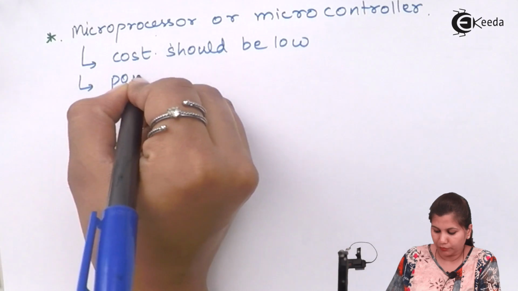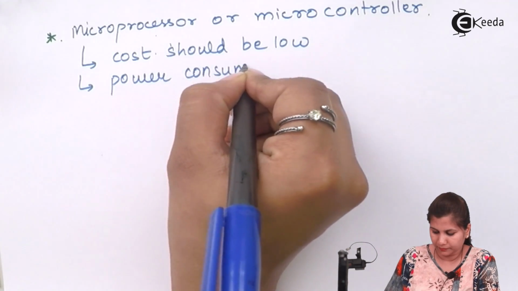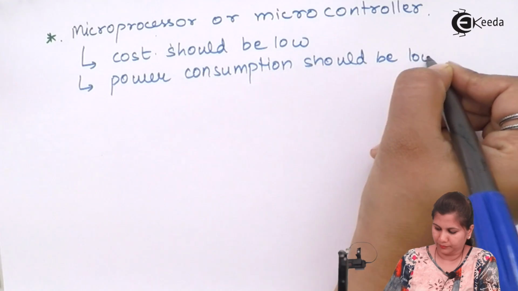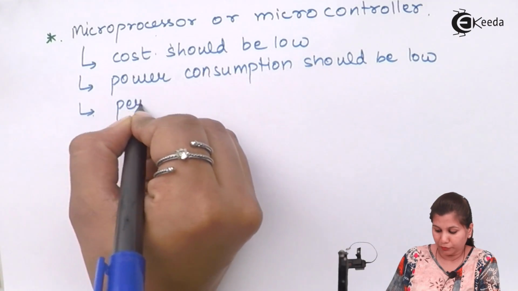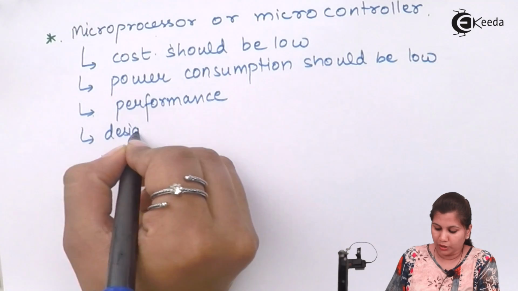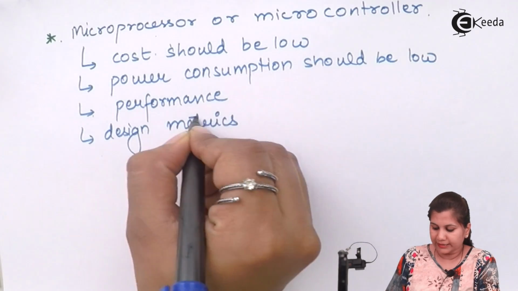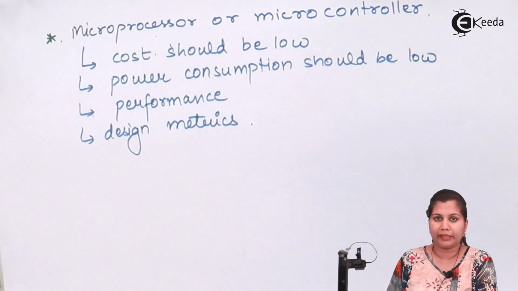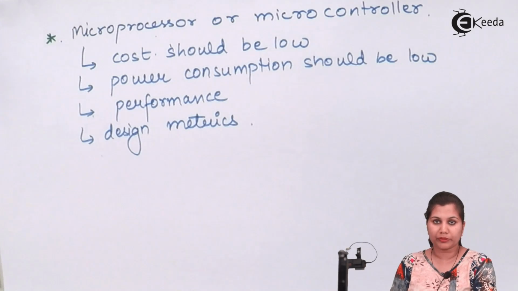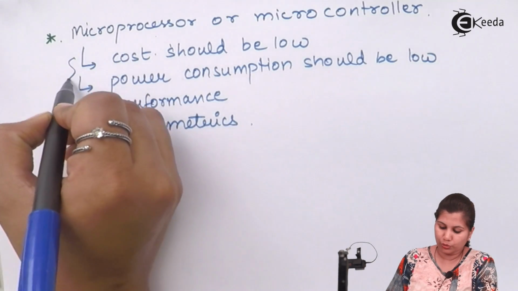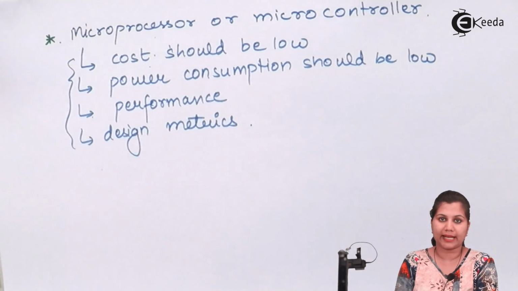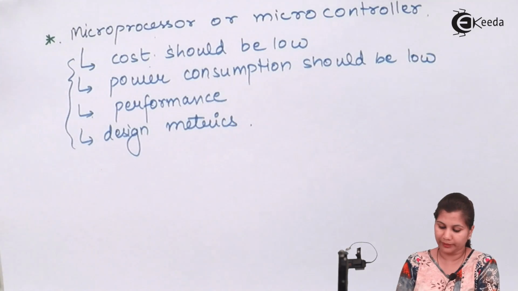Also, its power consumption should be low. Then its performance should be good. And there are other design metrics also which should be fulfilled for selecting the microprocessor or microcontroller for a particular embedded system. So another way of optimizing the system is to optimize the microcontroller or the microprocessor. We can choose any of these parameters like cost, power consumption, performance, and other design metrics like size can be considered.